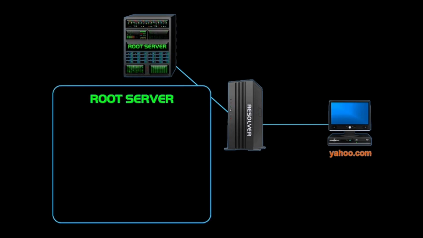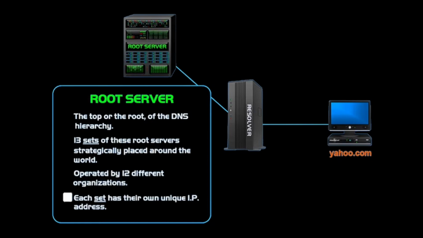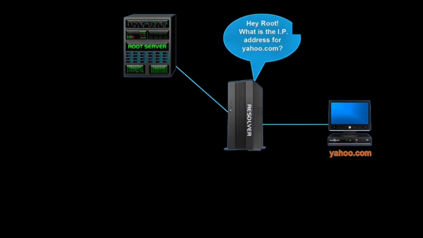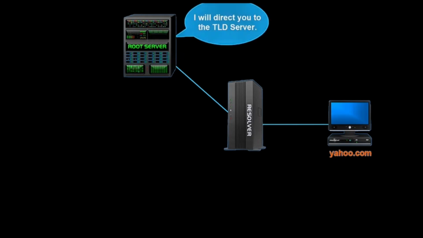The root servers are the top, or the root, of a DNS hierarchy. There are 13 sets of these root servers, and they are strategically placed around the world, and they are operated by 12 different organizations. Each set of these root servers has its own unique IP address. So when a root server receives the query for the IP address for yahoo.com, the root server is not going to know what the IP address is. But the root server does know where to send the resolver to help it find the IP address. So the root server will direct the resolver to the TLD, or top-level domain, server for the .com domain.